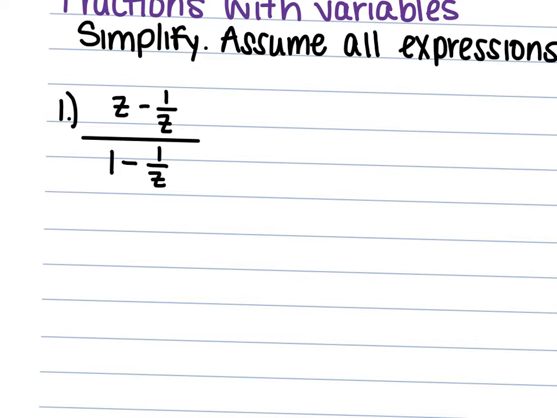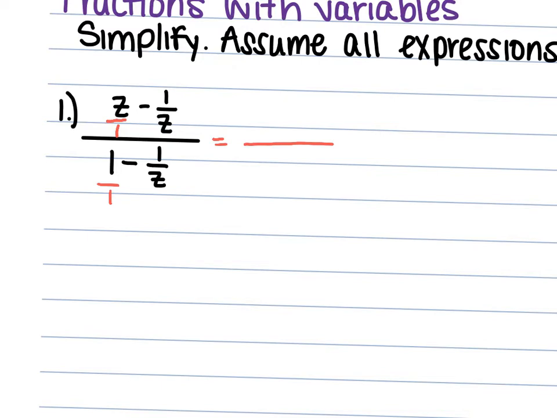We're going to try to get one fraction on top and one fraction on bottom, but now we need a common denominator. Let's agree that z is the same thing as z over 1, and 1 is the same thing as 1 over 1. Now it should be easy to get a common denominator. You guys have done this before. This is what you did on the last test. So what would be a common denominator for the top?